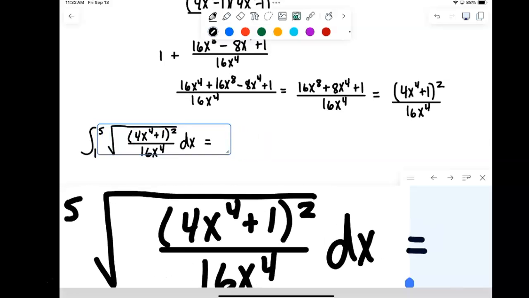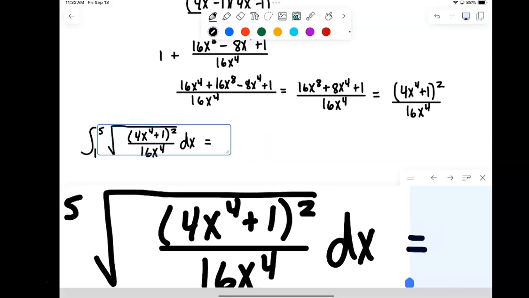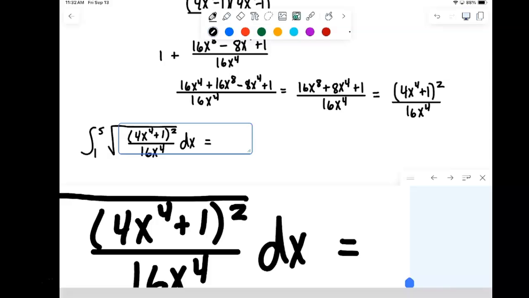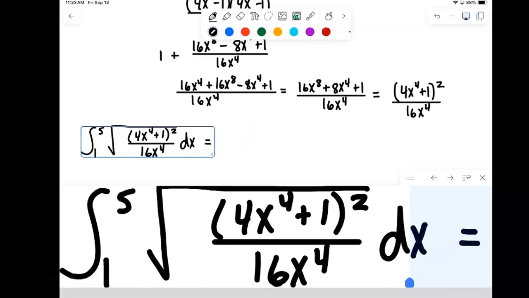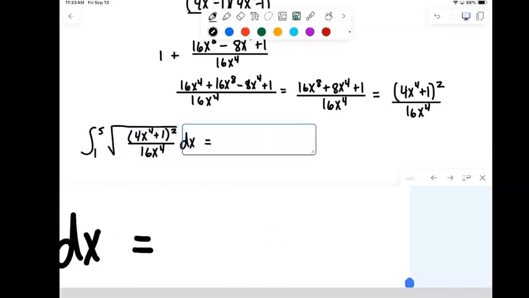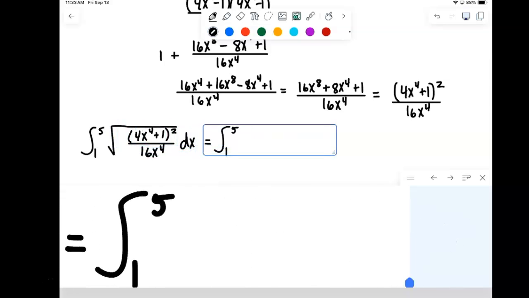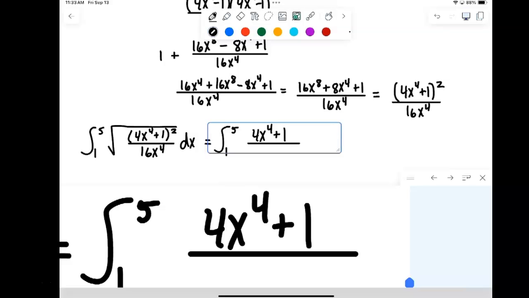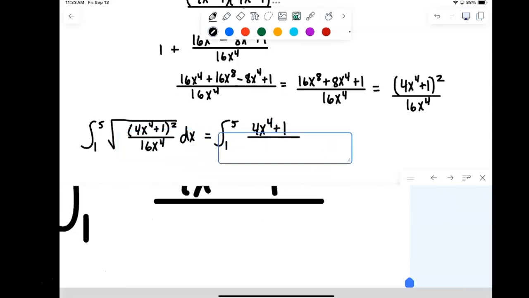And that gets the square root problem out of the way. And so again, square root of a square is normally absolute value, but we know that 4x to the 4th plus 1, especially as we're going from 1 to 5, but really in general, is always positive. And so this will be the integral from 1 to 5 of the square root of that, which would just be the stuff inside, 4x to the 4th plus 1. And then the square root of 16x to the 4th would be 4x squared.